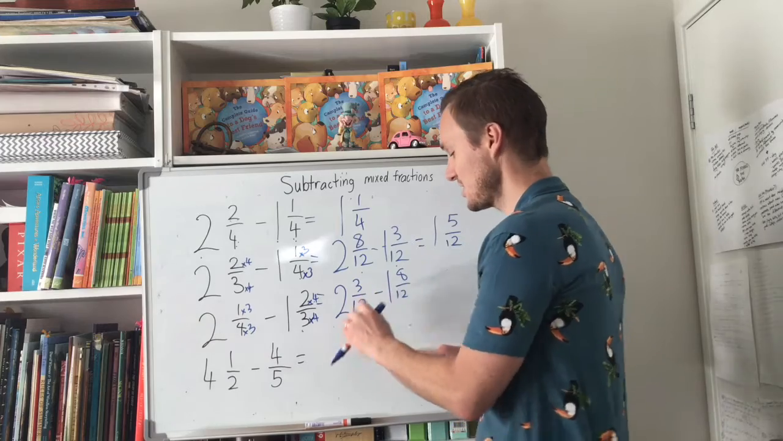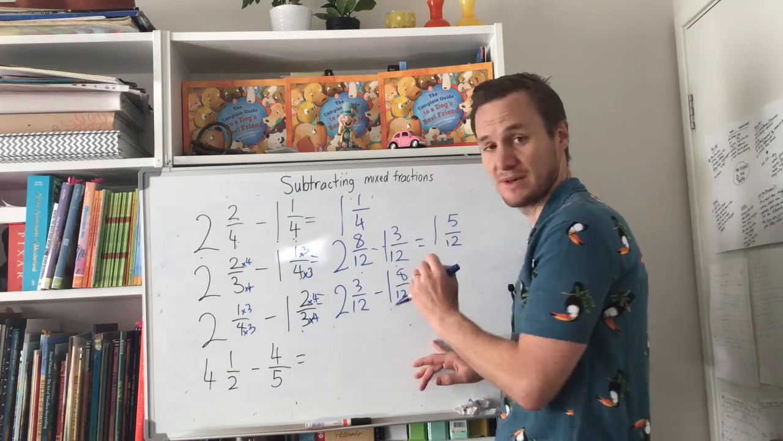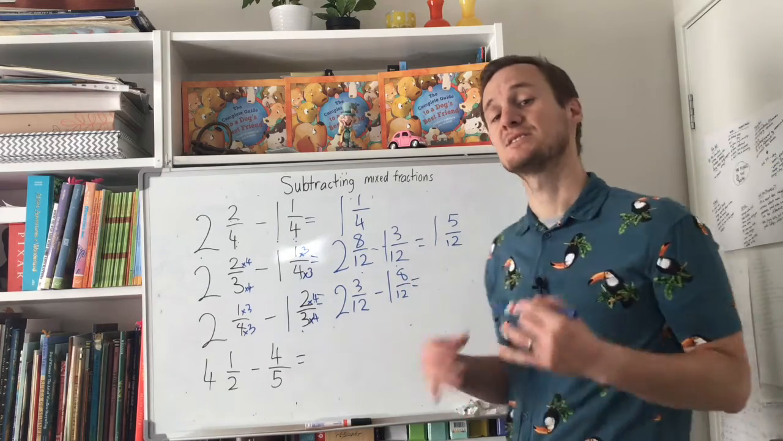So yes, you can have the 2 and you can take away the 1. But then with the fraction, you can't have 3 and take away the 8. It just doesn't make sense. So what are we going to do?